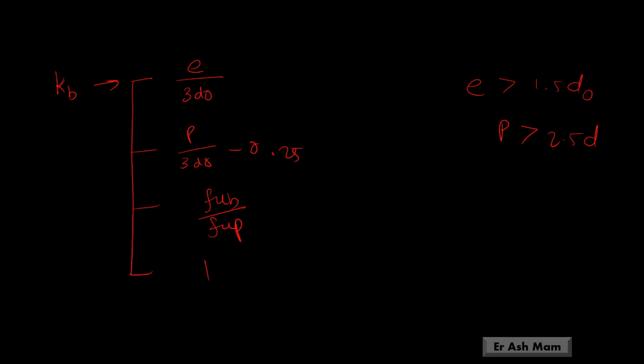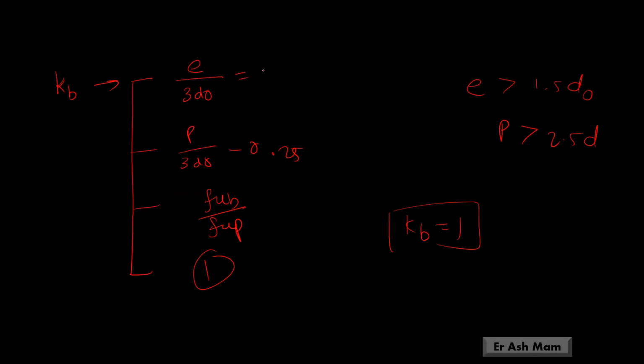I have already uploaded a video on this. But in this question, I am considering kb equal to 1 directly. Or you can calculate kb with the help of this. If e is 40 or p is 60, then you can calculate easily. But in this question, I am considering kb equal to 1, because I am referring to the Chaitanya Kumar textbook, and according to their answer, they have considered kb equal to 1.